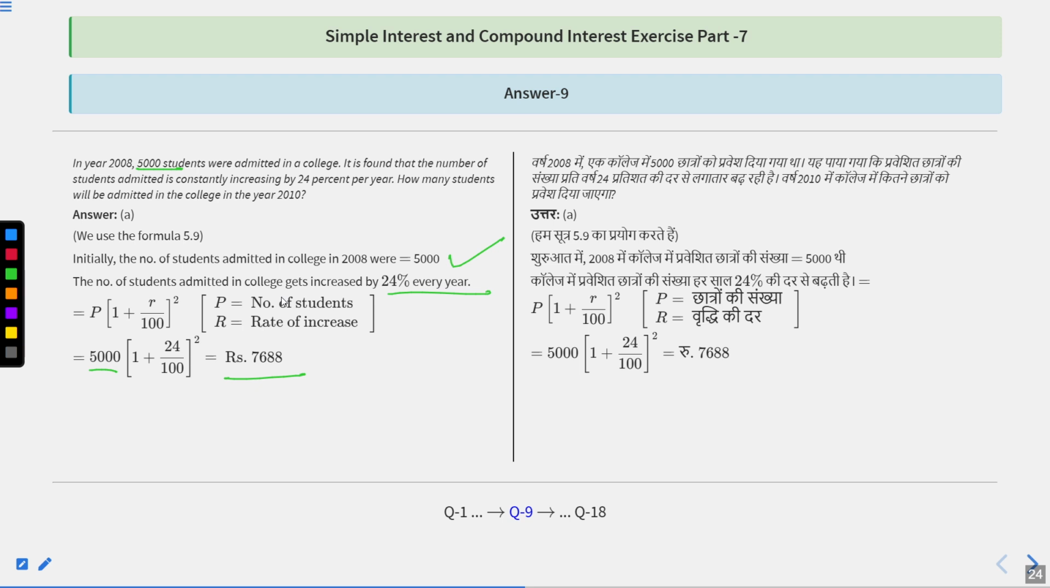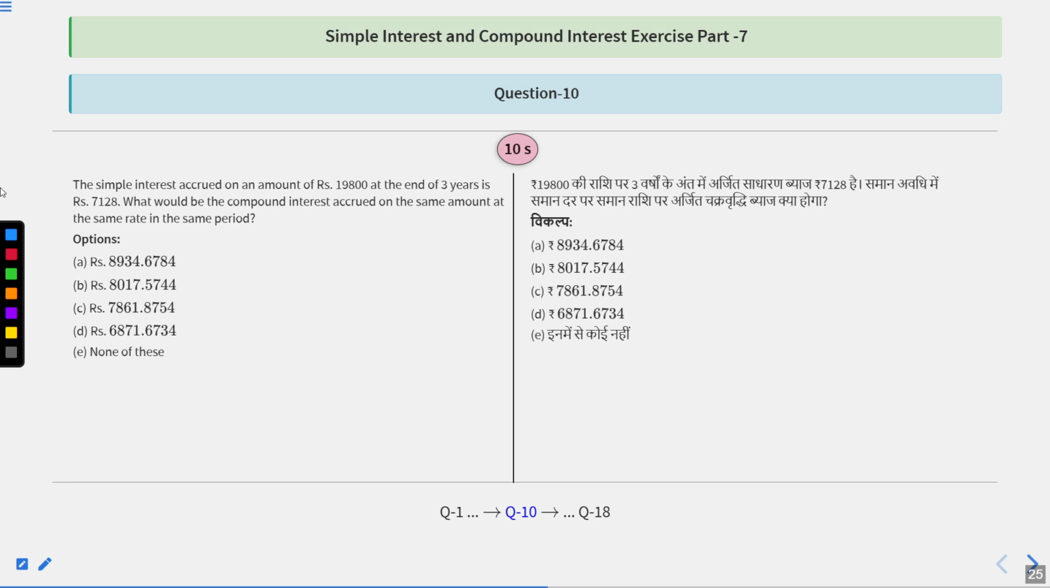Next question. The simple interest accrued on an amount of rupees 19,800 at the end of 3 years is rupees 7,128. What would be the compound interest accrued on the same amount at the same rate in the same period? You have 5 options and 10 seconds to analyze the question. Your time starts now.